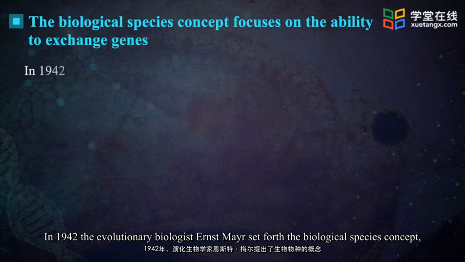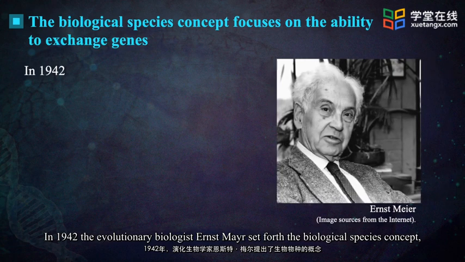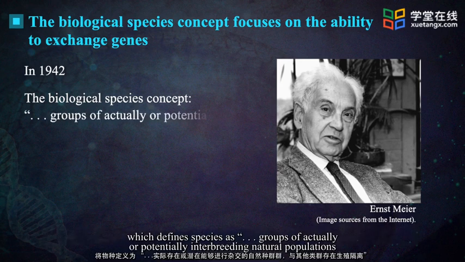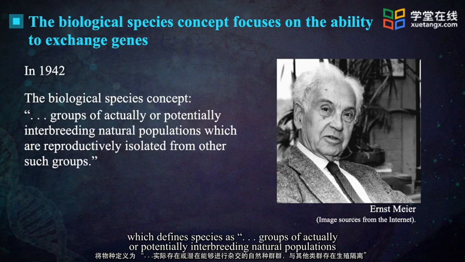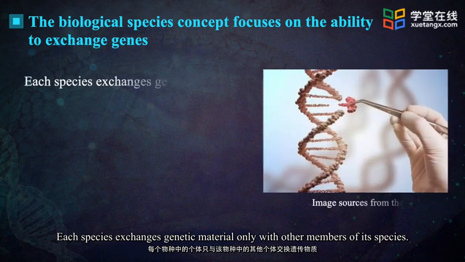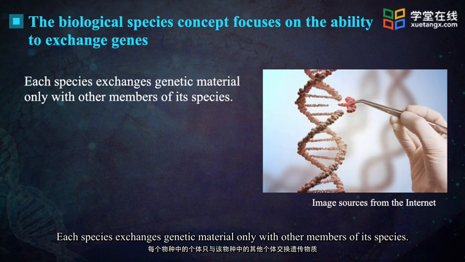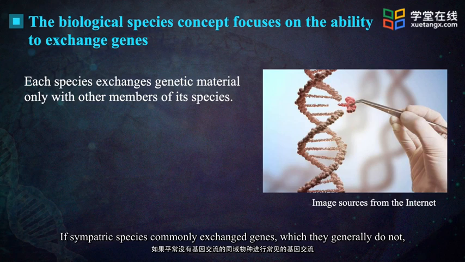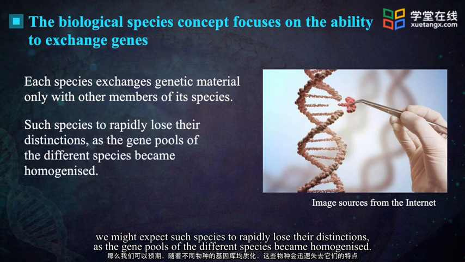Now, in 1942, the evolutionary biologist Ernst Mayr set forth the biological species concept, which defines species as groups of actually or potentially interbreeding natural populations, which are reproductively isolated from other such groups. Each species exchanges genetic material only with other members of its species. If sympatric species commonly exchange genes, which they generally do not, we might expect such species to rapidly lose their distinctions as the gene pools of the different species become homogenized.